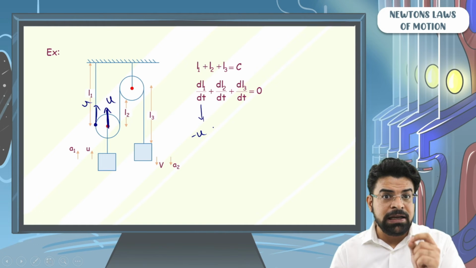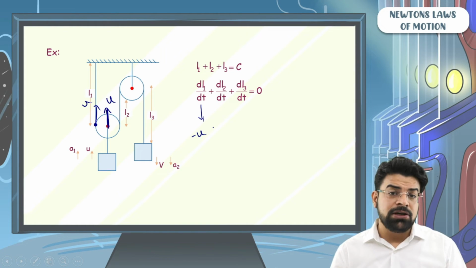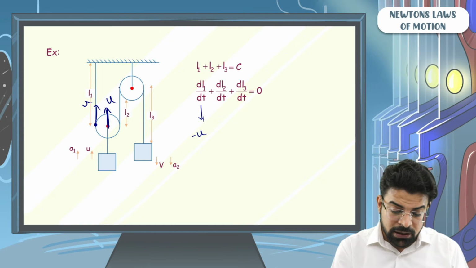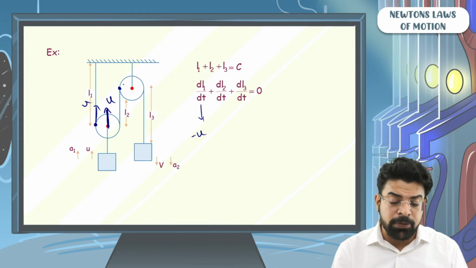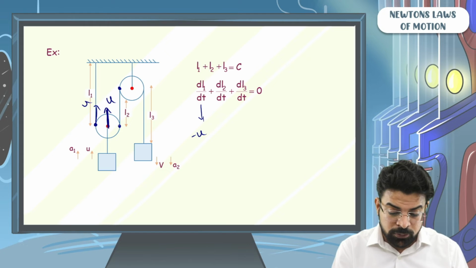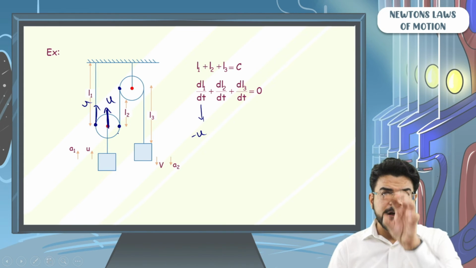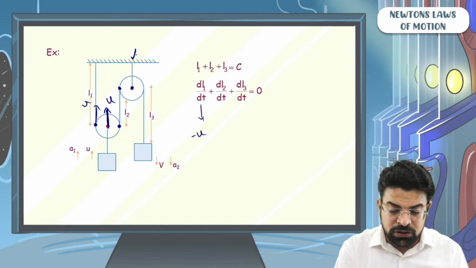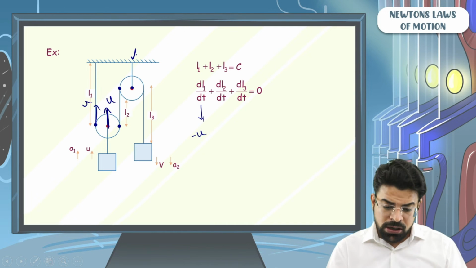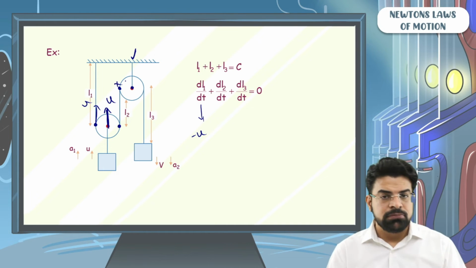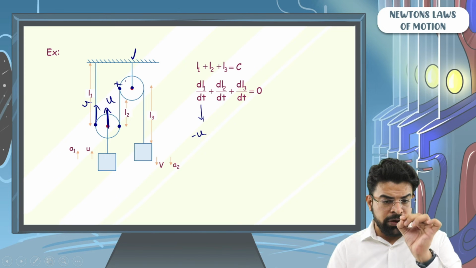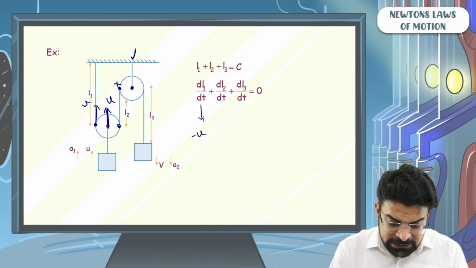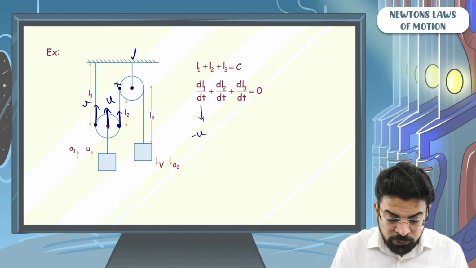Now how to write dL2 by dt? Length 2 is defined from where the second string touches the upper pulley to where it touches the lower pulley. Is the upper pulley moving? No. Why? Because it is fixed. Because it is directly connected to the ceiling. It can't move. This end is fixed, so it is not at all going upward or downward. But this end is going up with a speed u.